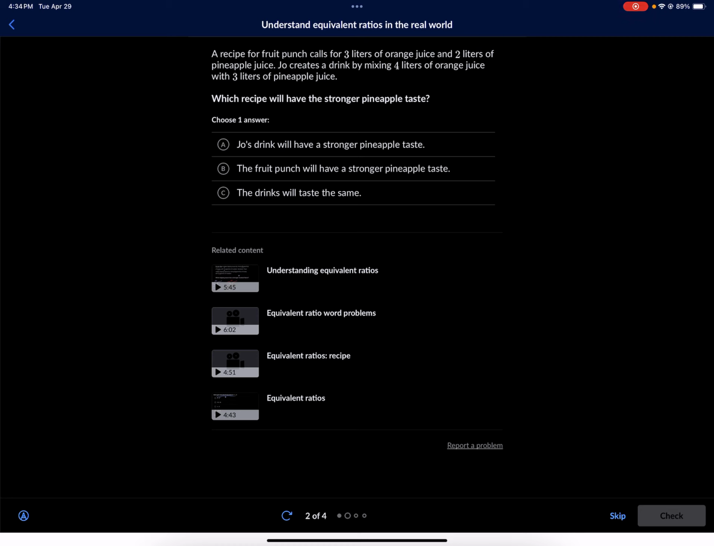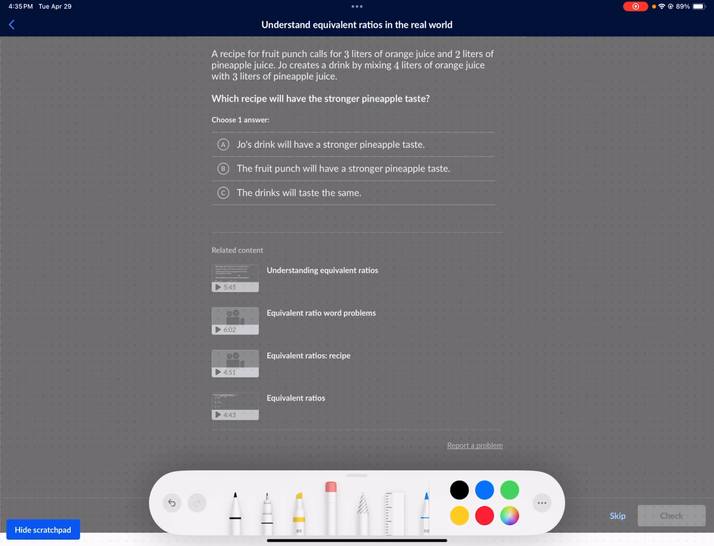So, my bad. Okay. A recipe for fruit punch calls for 3 liters of orange juice and 2 liters of pineapple juice. Joe begins a great drink by mixing 4 liters of orange juice with 3. So, we're basically just comparing which is which. So let's compare the recipe and Joe. The recipe calls for 3 liters of orange juice, so I'll put orange juice up here, and 2 for pineapple. I'll put pineapple juice.